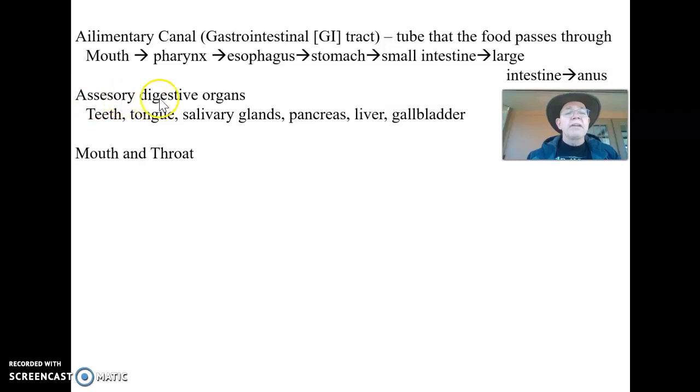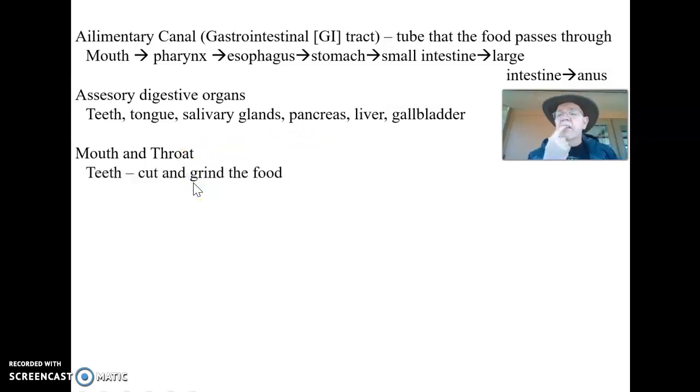Now you have accessory digestive organs, which are not part of the tube, or they're inside the tube, but they have their own part to do. Your teeth, your tongue, salivary glands, all in your mouth, pancreas, your liver, and your gallbladder would be examples of some of these accessory organs, okay? Now, start with mouth and throat.